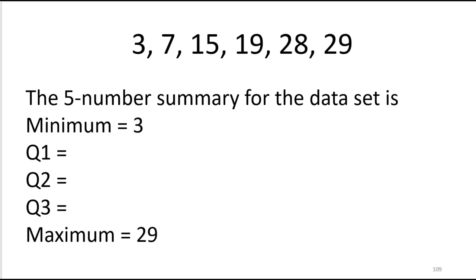Looking at the second data set, here are the numbers in order. Notice that our minimum is 3 and our maximum is 29. 15 and 19 are both in the middle, so Q2, or our median, is equal to 17. Looking at the 3 numbers below the median, we find that Q1 is equal to 7. And looking at the 3 numbers above the median, we find that Q3 is equal to 28.